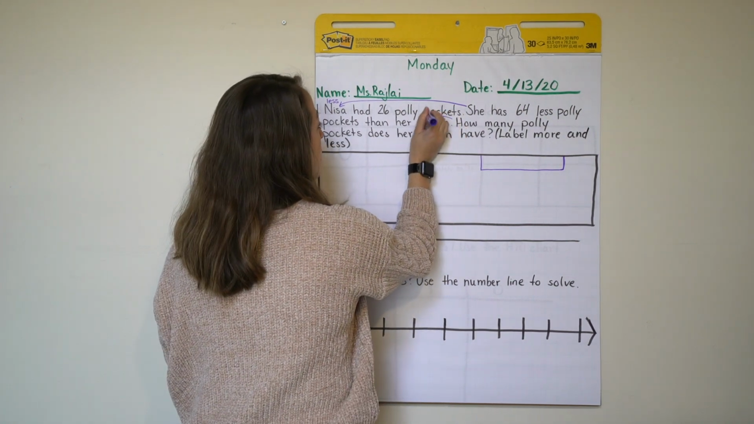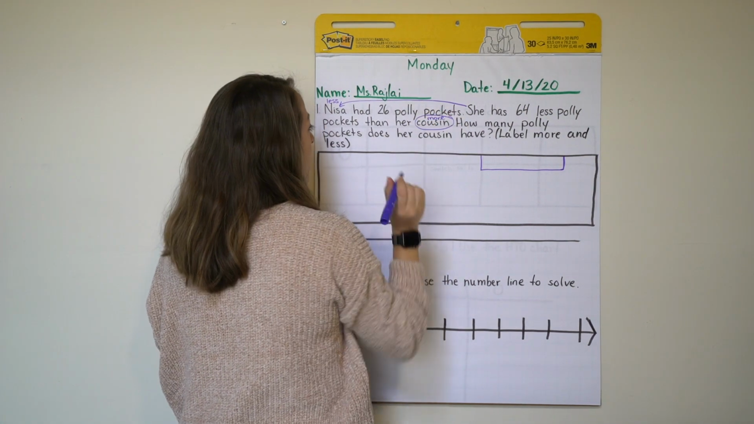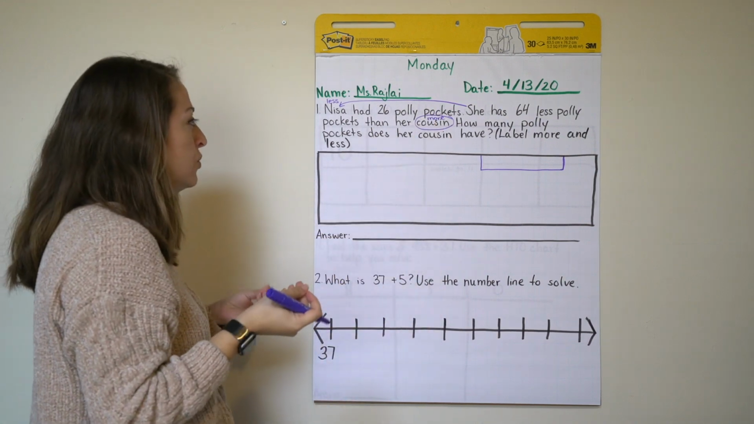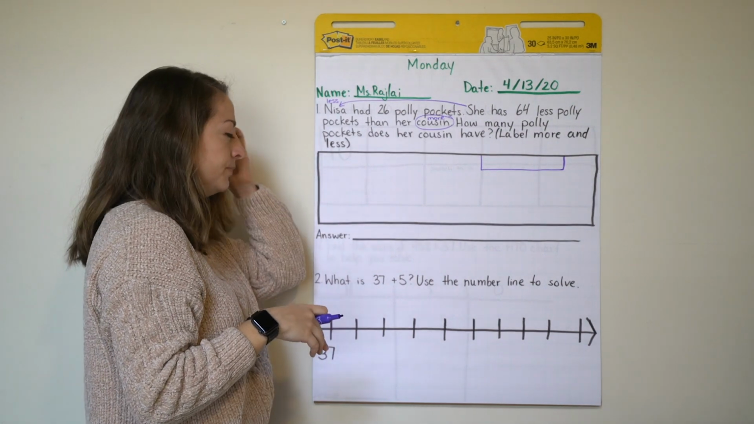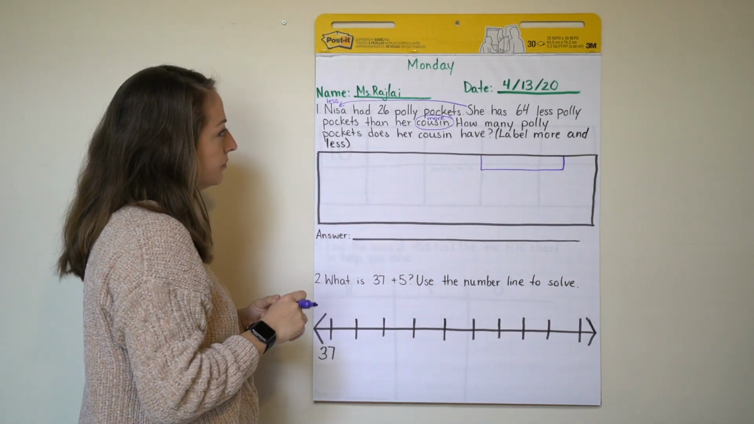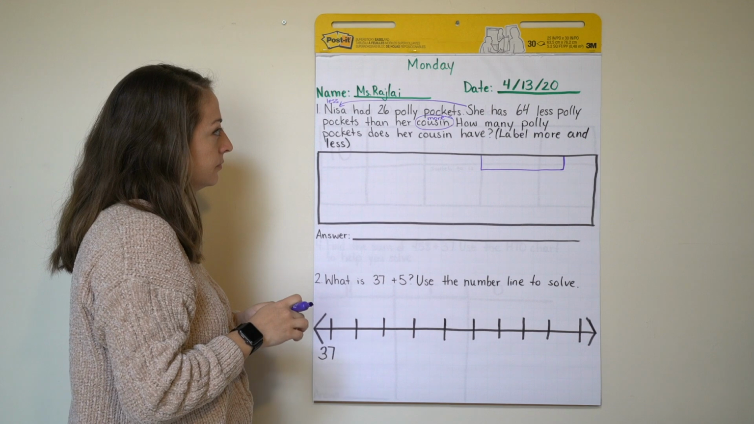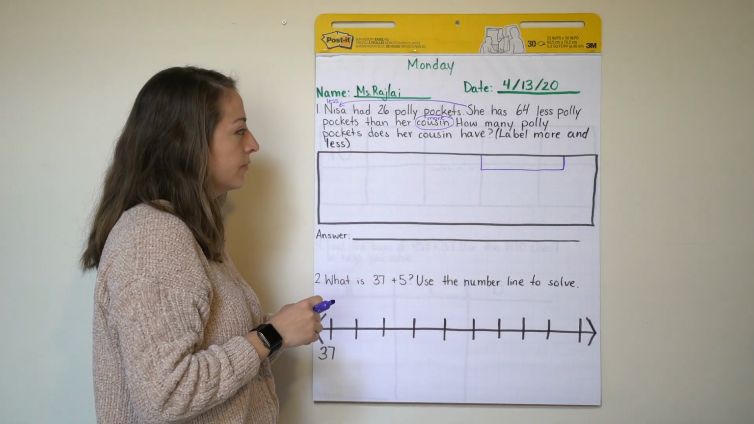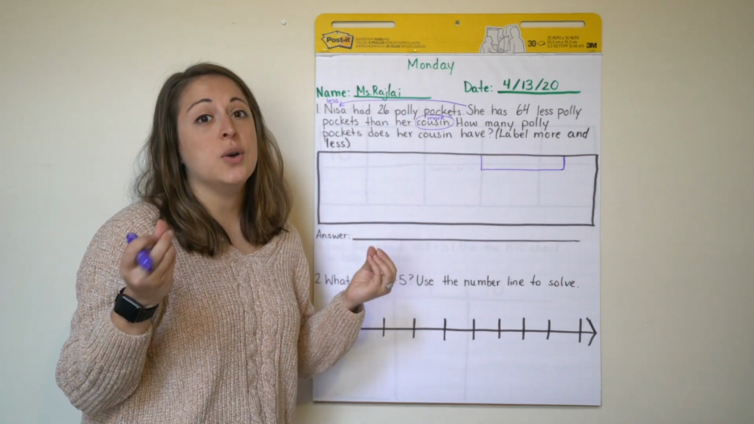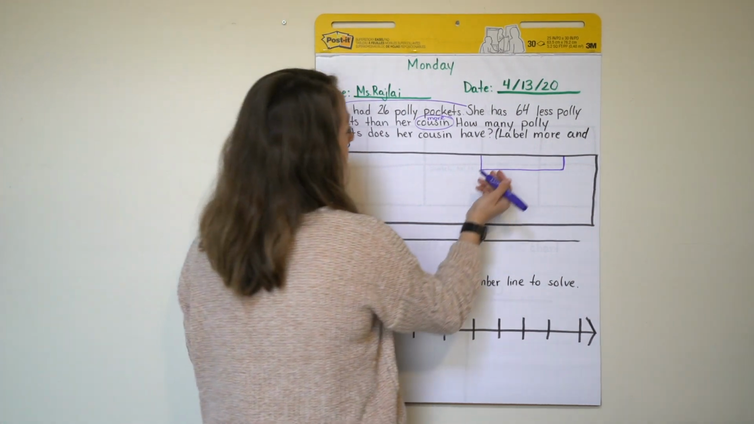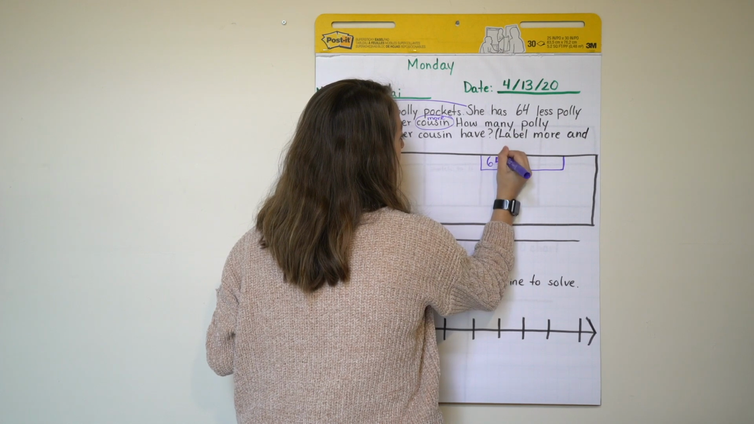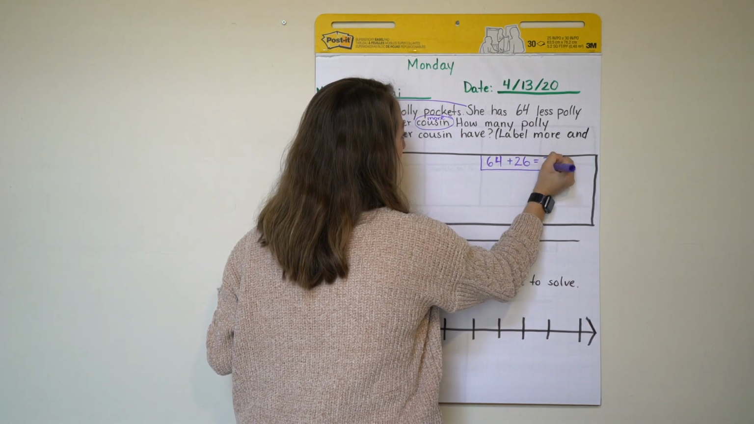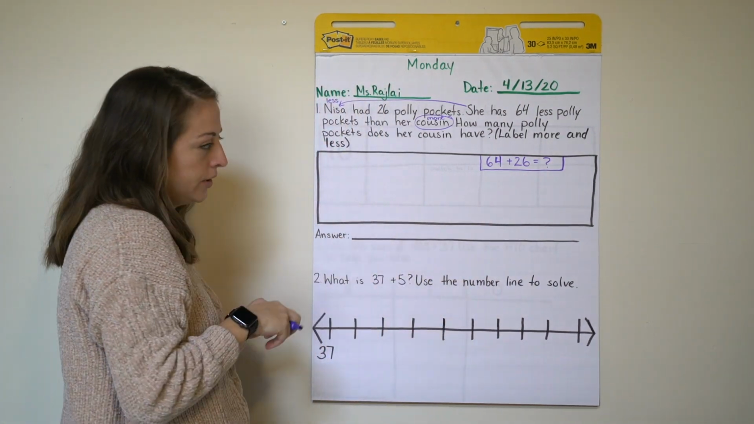Okay, so now that we know we have to figure out her cousin and she has more, what are you going to do with the 2 numbers for your number sentence? So you're going to add for your number sentence 64 plus 26 equals question mark. You can label your total in your parts.